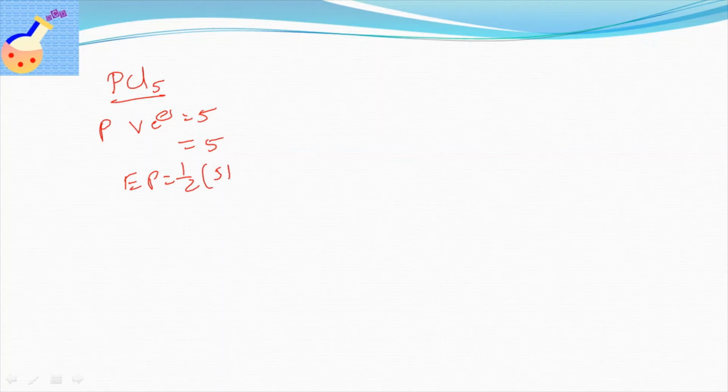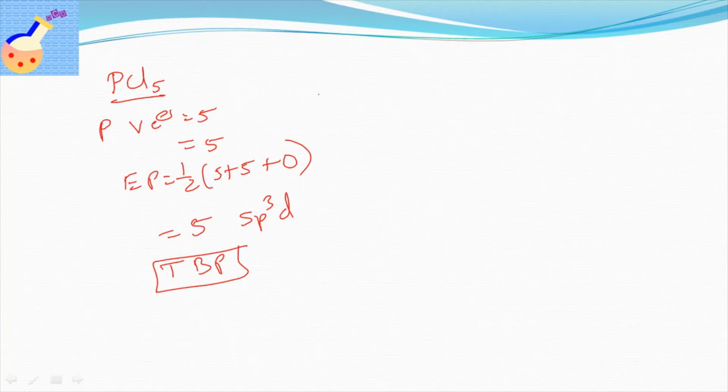Coming to the next example, that is PCl5, a well-known example. You should know the shape of the molecule here. Central atom phosphorus, so valence electrons are 5 and univalent atoms are also 5. According to the formula, electron pairs is equal to half of 5 plus 5. There is no charge, so it will be 0. So 5 electron pairs, sp3d hybridization, and the shape will be TBP, that is trigonal bipyramidal. See, this is the shape of the molecule, phosphorus pentachloride.